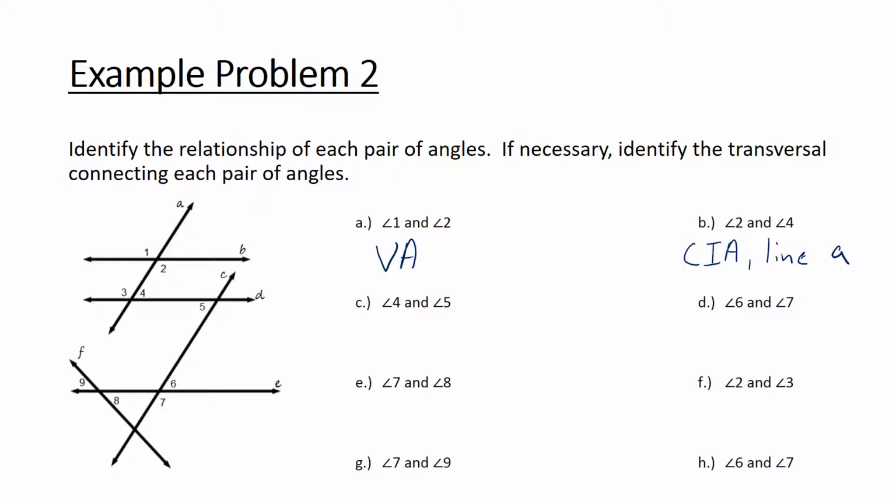Next, we're going to look at angle 4 and angle 5. In this problem, they are connected through line D, with both being interior, but also both on different sides of the transversal, or alternate. So these are alternate interior angles with the transversal of line D.